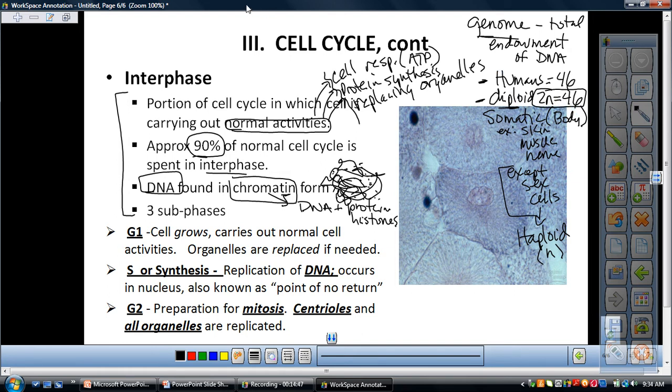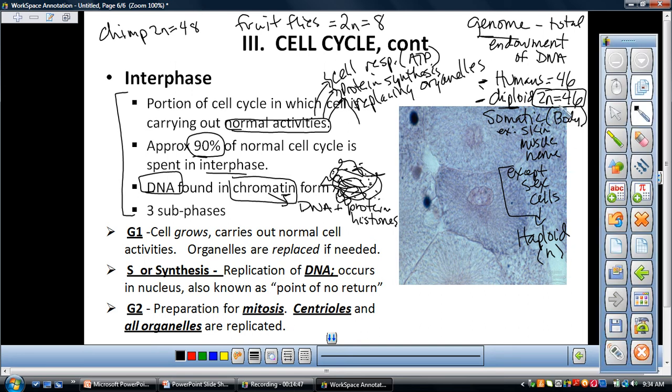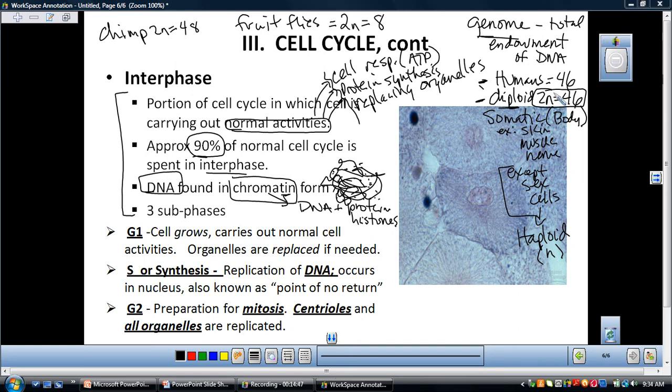In an organism such as a fruit fly, why did I choose that? Because fruit flies are very important for genetic studies, which is our next unit. Their total endowment is 8. So they don't have as much DNA compared to us. A chimpanzee, for example, their 2N number is 48. So each species has a different number that's unique to the species. That's the total endowment. So for humans, like I said, ours is 46.